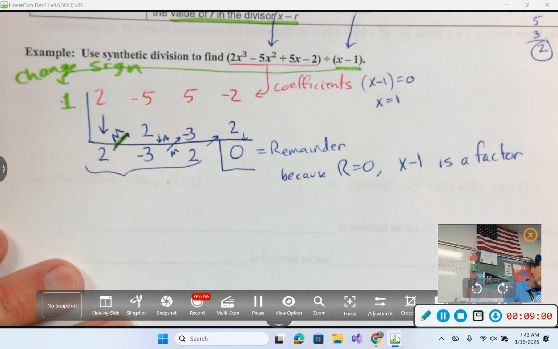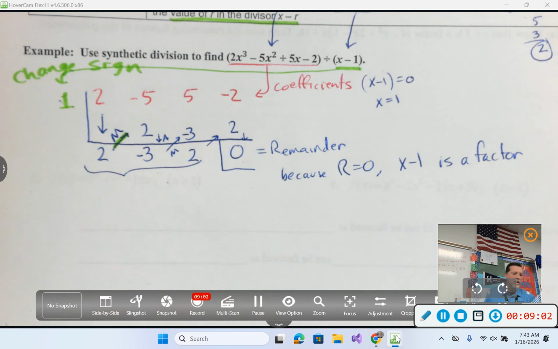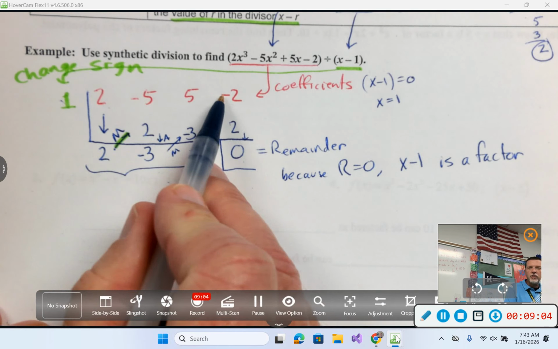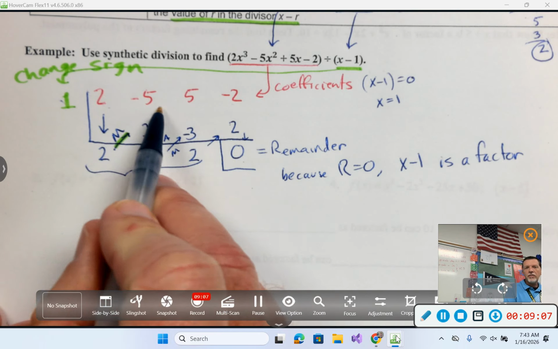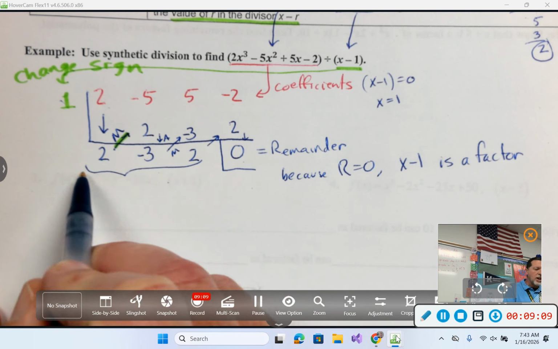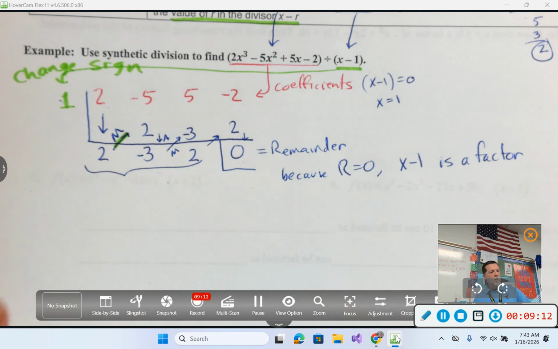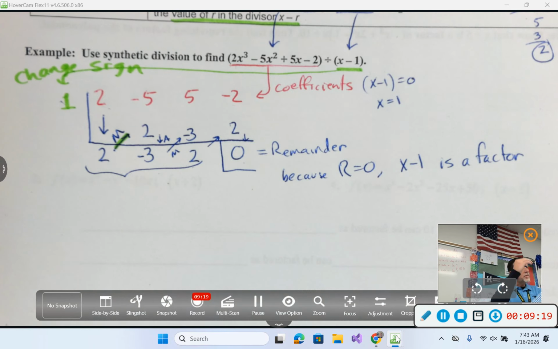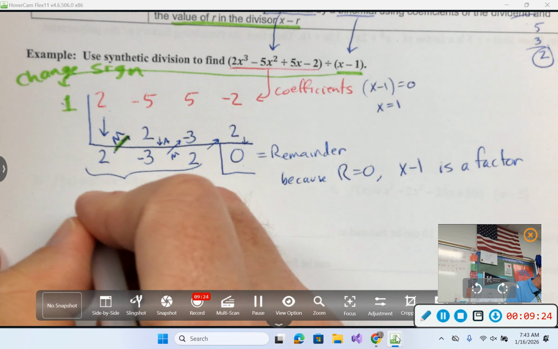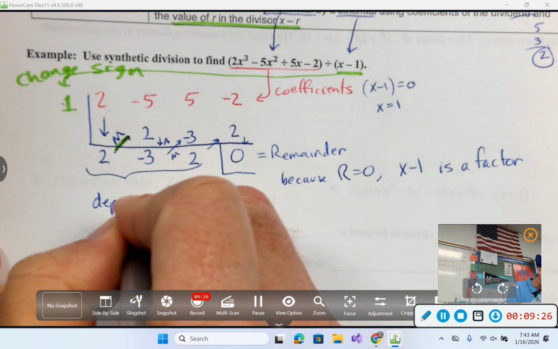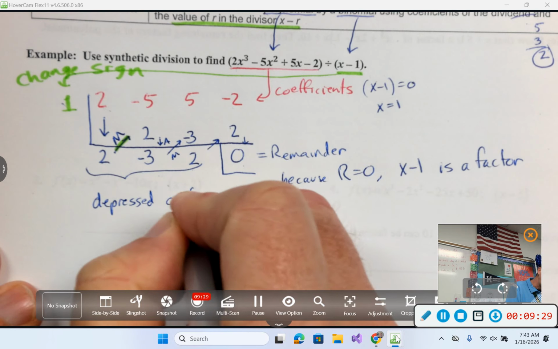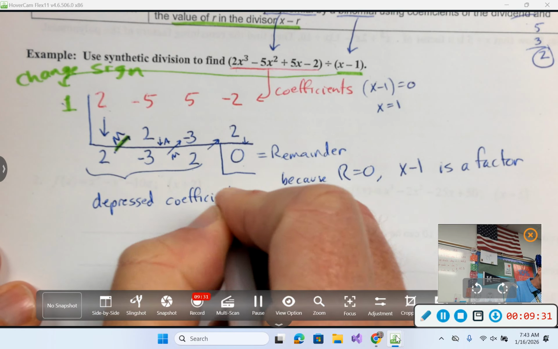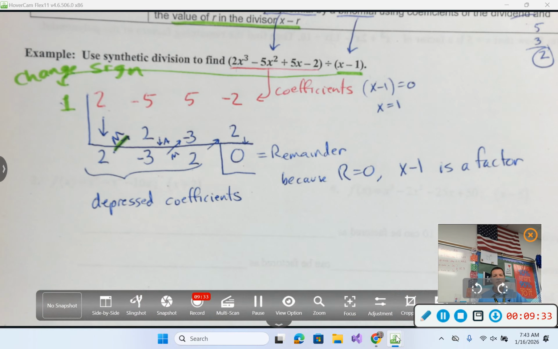These numbers kind of have a funny name. We started with coefficients. The 2, negative 5, 5, negative 2, those are coefficients. These are also coefficients, but we divided by x, so they're down a power. We started with x cubed, we divided by x, so we're down to x squared, and that down part is why they're called the depressed coefficients. Sad, right? Depressed coefficients.